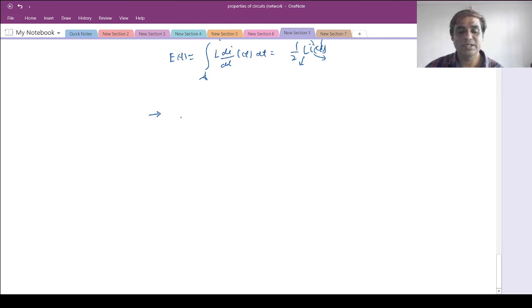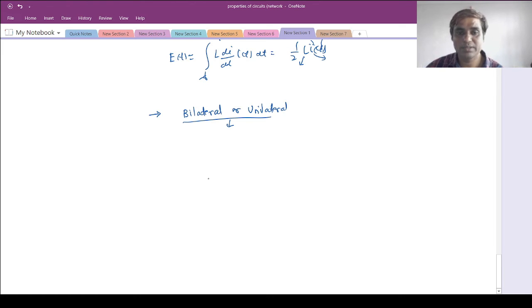Then next is direction. Based on it, I can categorize elements as bilateral or unilateral. So to decide bilateral or unilateral, we are talking about two-terminal elements only. The element is said to be bilateral if it allows the current to flow in both directions.